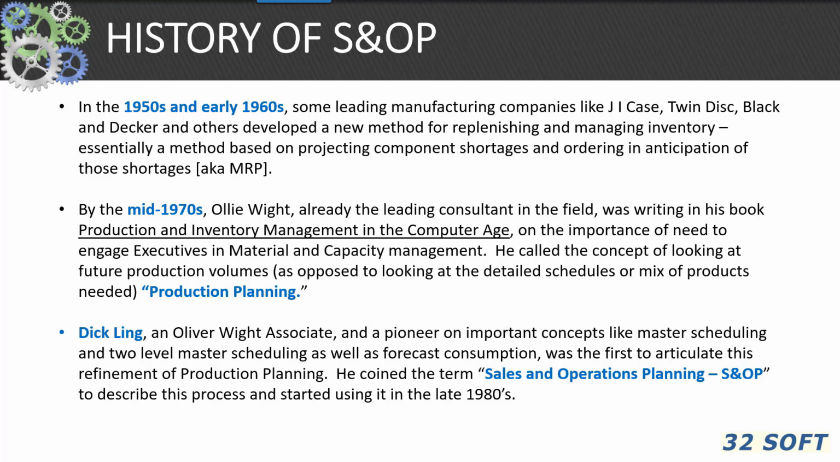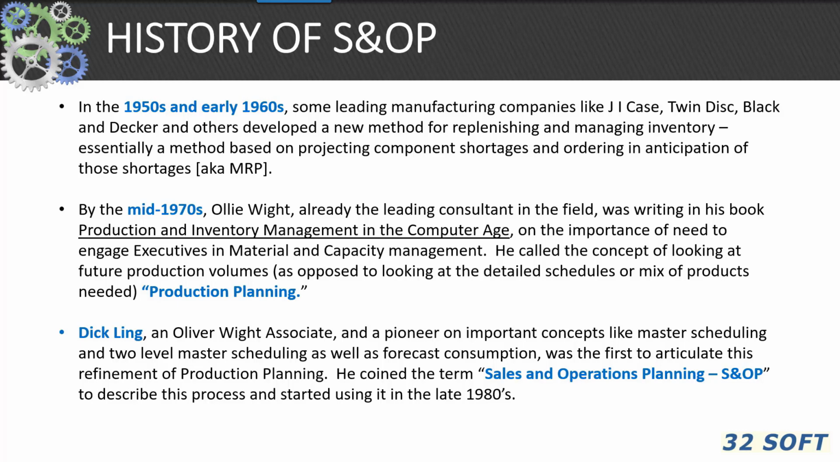In the mid-1970s, Ollie Wight, already a leading consultant in the field, was writing his book, Production and Inventory Management in the Computer Age. He pointed out the important concepts that were needed to engage executives in the material and capacity management process. He called the concept of looking at forward production volumes, as opposed to detailed schedules and mixes of products needed immediately, production planning.